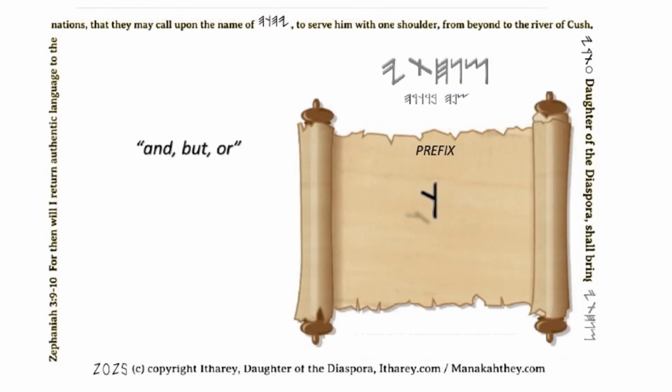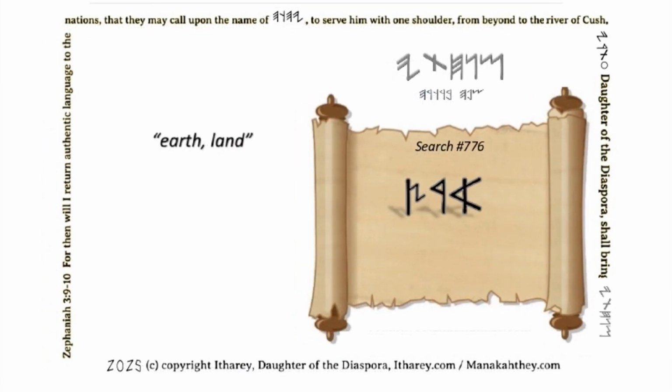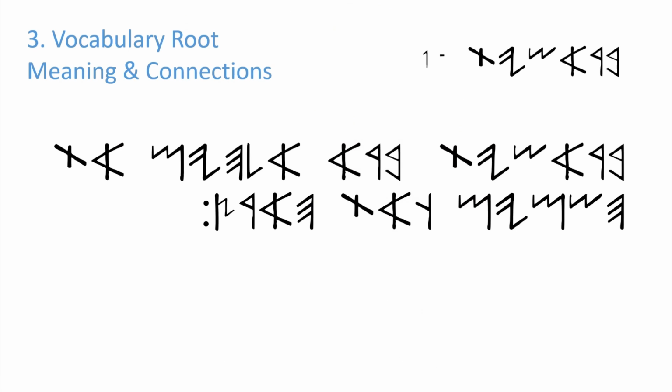The next symbol is a prefix that often stands for and. It's a connecting symbol, so it could also mean but or. Arats, earth, land. It's probably a good idea to write down these vocabulary words and their meanings in a notebook.